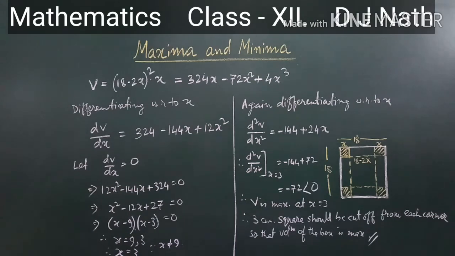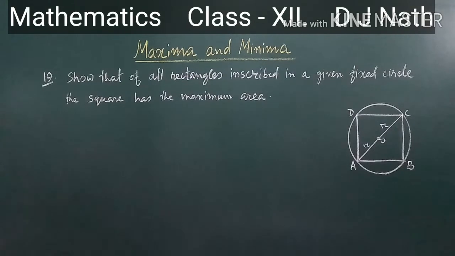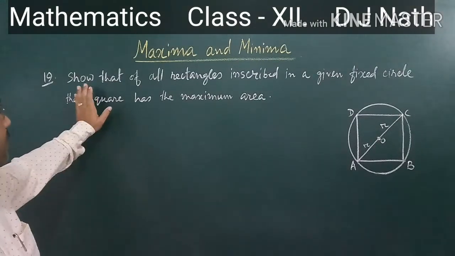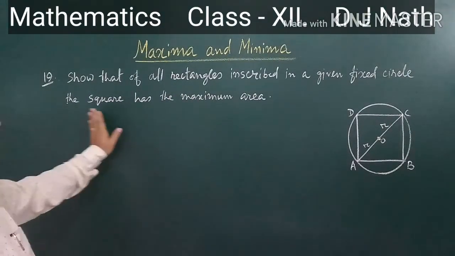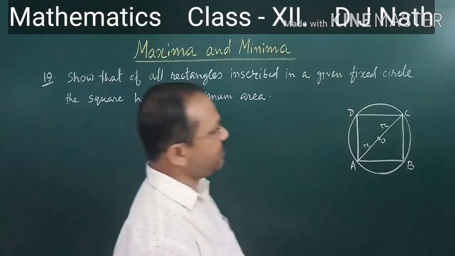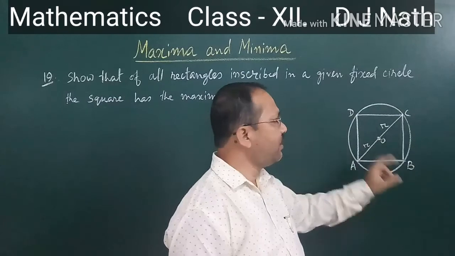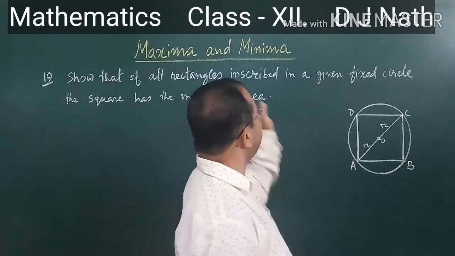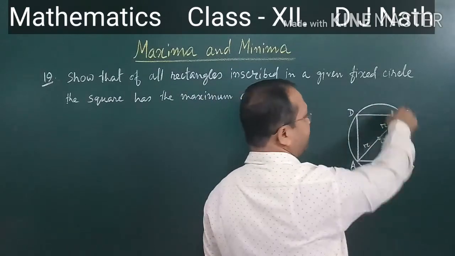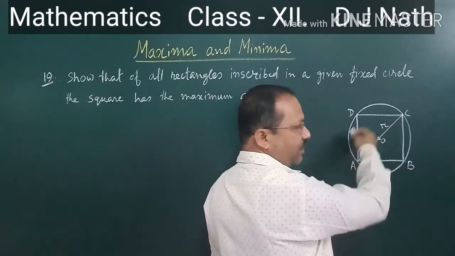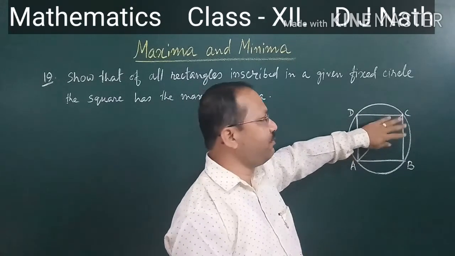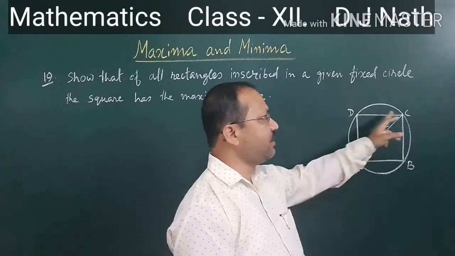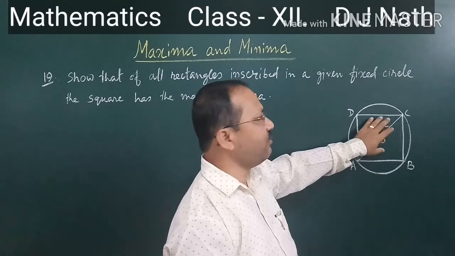19. Okay. So what is given in 19? In question number 19, it is given, show that of all rectangles inscribed in a given fixed circle, the square has the maximum area. It means a fixed circle is there. Inside there may be different types of rectangles. One rectangle may be like this way, another that way. Many ways rectangles can be. But among the rectangles, the square will have maximum area. If you make a square inside this circle, then it will have maximum area. We have to show it.